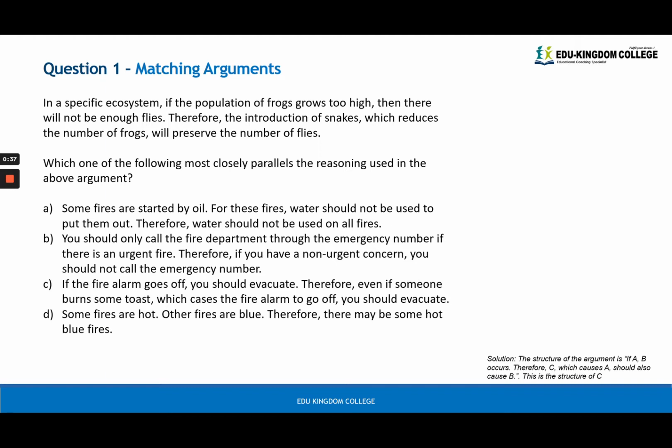So in a specific ecosystem, if the population of frogs grows too high, if A happens, then B will happen. Therefore, the introduction of snakes, C, which reduces the number of frogs, which reduces A, will preserve B. So therefore, if C happens, which will cause A, B will be saved, or B will happen.